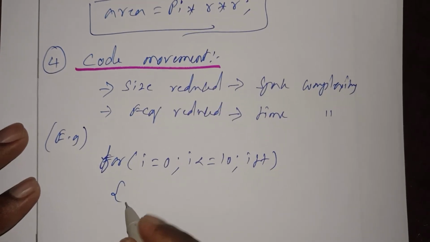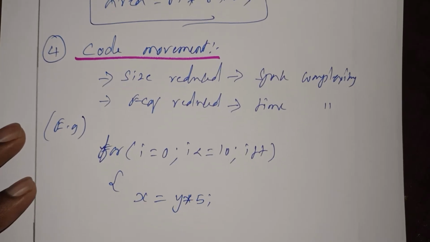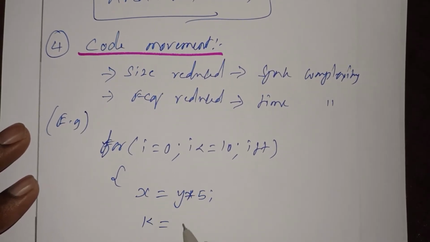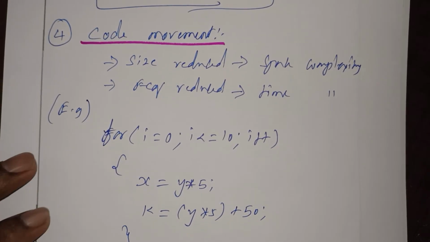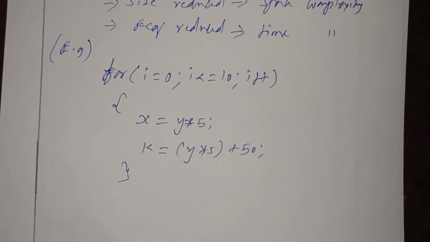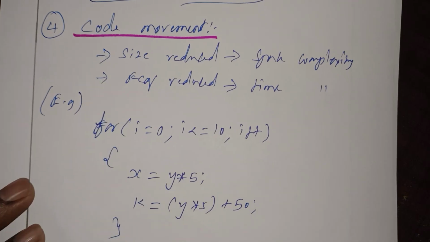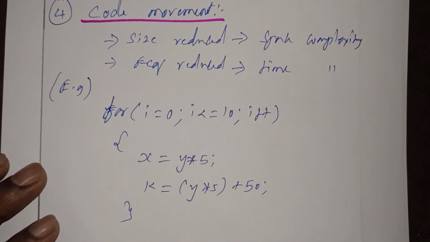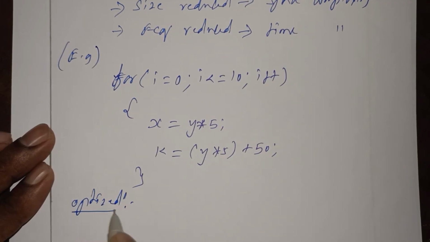Okay, so now x is equal to, for example, I'm writing it, this is for computation, you can take any of this. K is equal to y asterisk 5 plus 50, and I'm going to close this. Okay, now listen, this code has been given to you, and they are asking you to write the optimized code. That is, you can use this code movement, this particular approach in principal source of optimization, and you need to optimize this. Okay, let me write the optimized code for this.